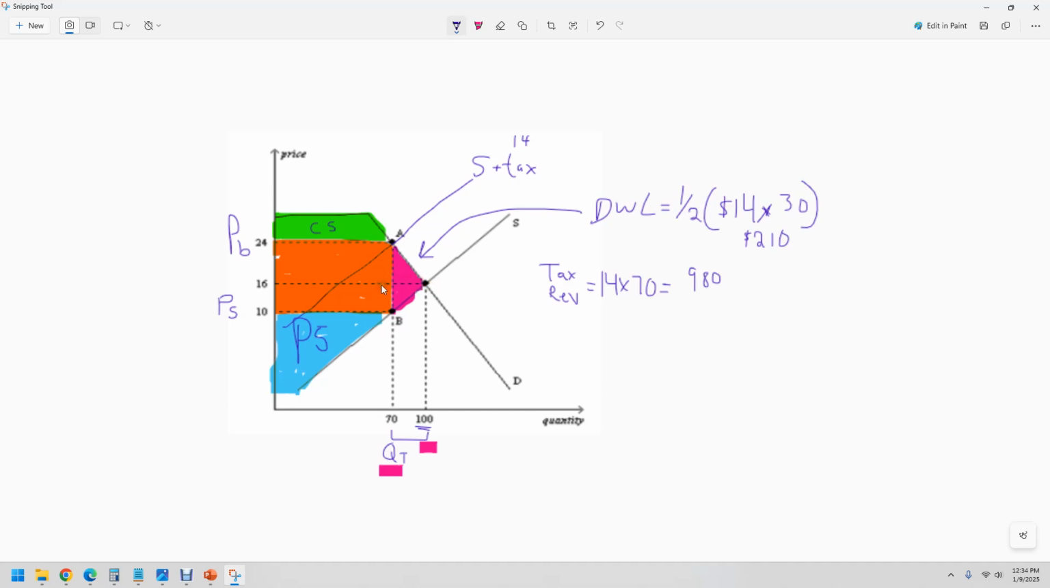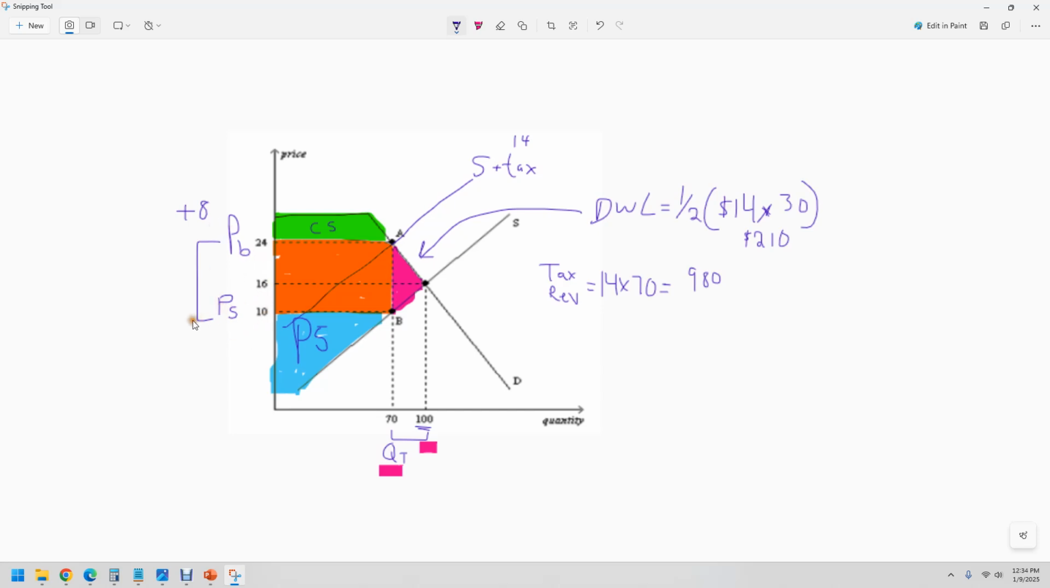Last thing you might be asked about is the tax burden, or the tax incidence. This is how hard it hits either the buyers or the sellers. So here we're comparing the price the buyers pay before the tax, which was 16, with the price they pay including the tax, which is 24. So for the buyers, their tax incidence is $8 per unit. So per unit, they're going to pay $8.